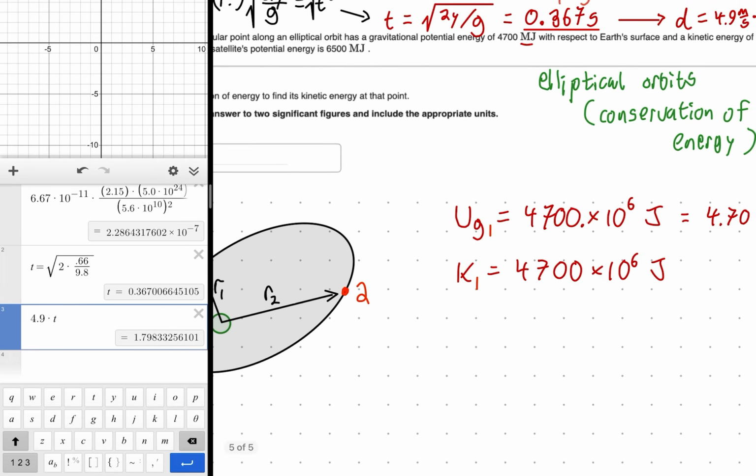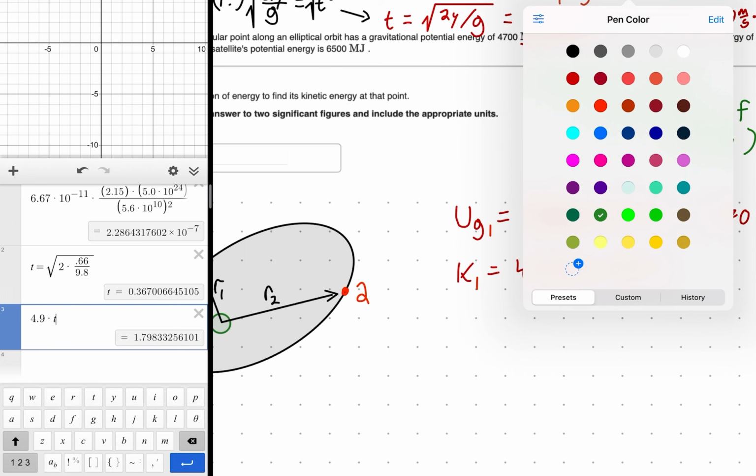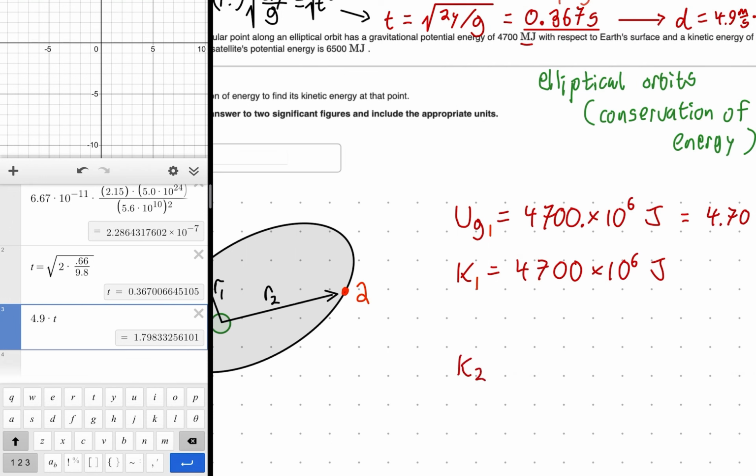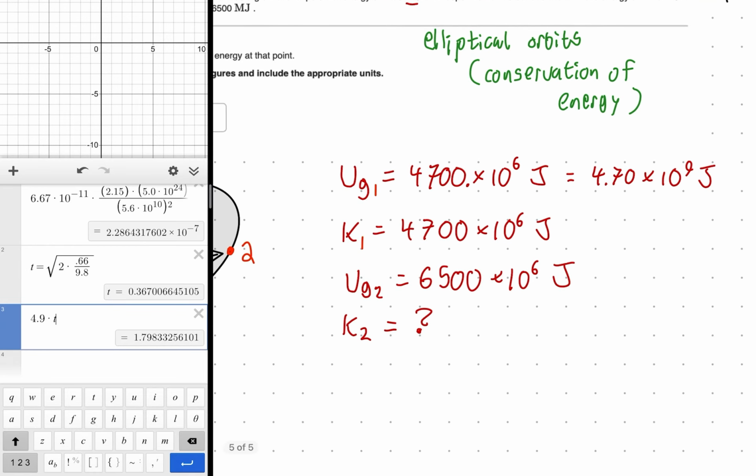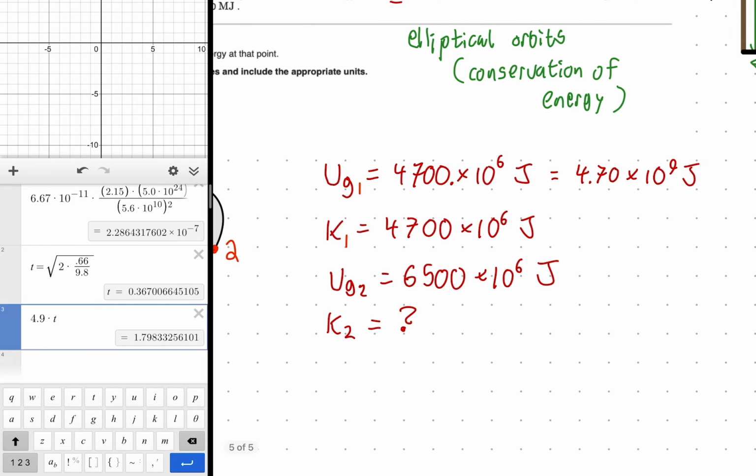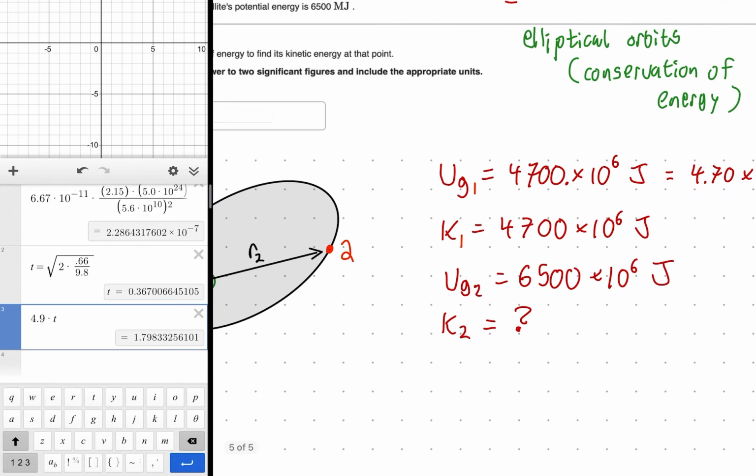Okay, so let's go ahead and write down our value for kinetic energy right over here. So we'll call this K2. Actually, that's the one we're trying to find, so I'll put a question mark there. But then we'll put UG2, and that one is going to be our 6,500 times 10 to the 6 joules. So we know initial potential energy. We know initial kinetic energy, which is to say at point 1, because that's our initial point. And we know final potential energy. The only thing we don't know is final kinetic energy. So what does the equation look like to put this all together?